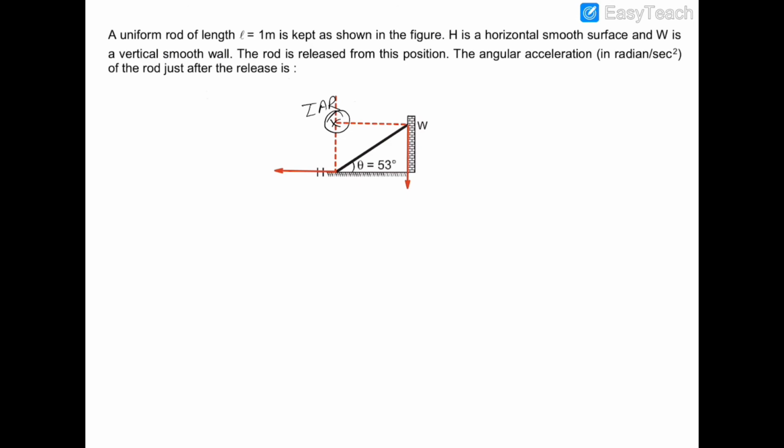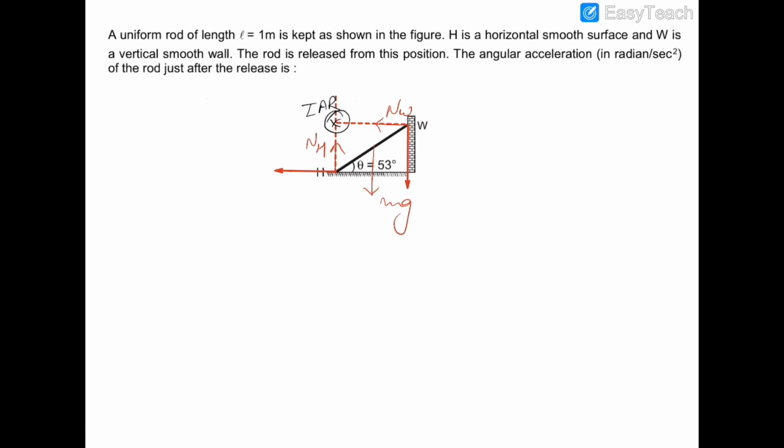Now I am drawing the forces which are acting on the rod at this instant. So there would be a normal reaction of the wall NW, and there would be a normal reaction of the floor NH. So these normal reactions act as shown, and mg would be acting in the downward direction. There is no friction on the wall or the floor, so there is no friction acting on the rod.